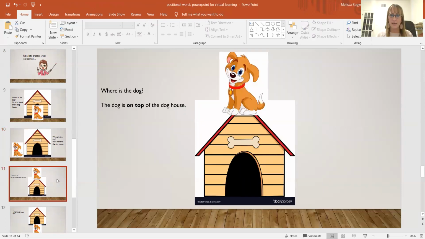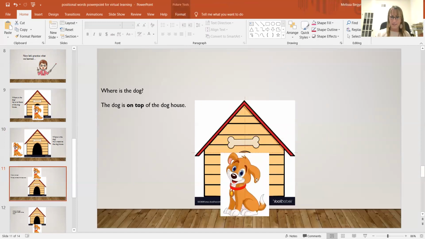Okay, here's another example. Where is the dog? And we kind of just gave the answer a little bit to this. Okay, where is the dog? Can you guys help me out? I'm listening. I hear some good answers. Absolutely, the dog is on top of the doghouse. Here is the doghouse, and the dog is sitting on top of the doghouse. And that's our positional words, on top. That's where the dog is.